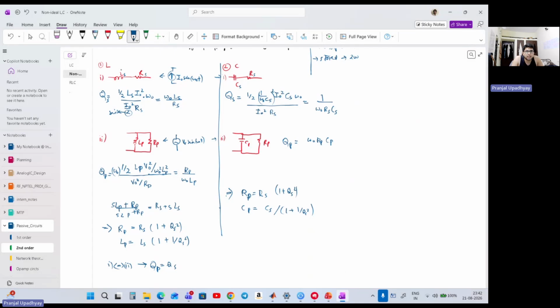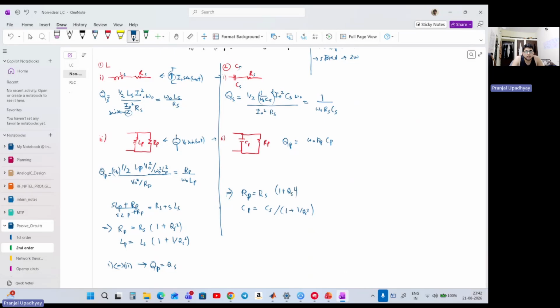Now, when talking about the parallel equivalent, we must understand that in the series representation, we are talking of LS in series with RS, and similarly CS in series with RS, right? We can equivalently express the same circuit as LP in parallel with RP. Here again, I did the derivation by keeping a voltage source in parallel, because it was easy for me to do the calculation, and there we arrived at this quality factor, and here we arrived at this quality factor by a similar approach.